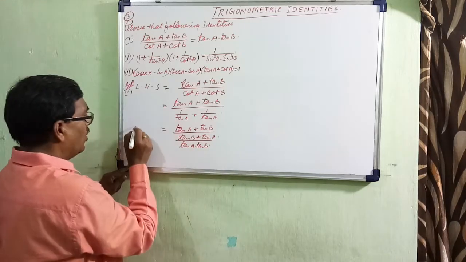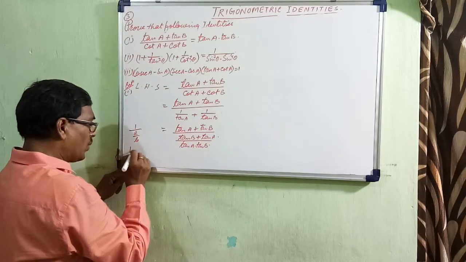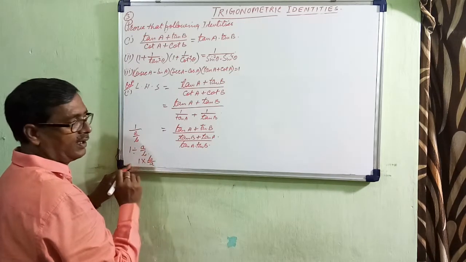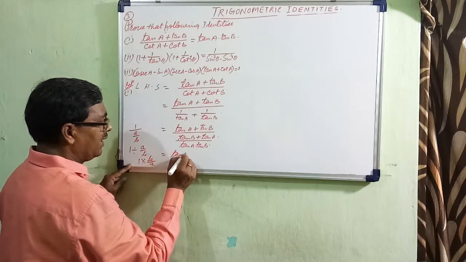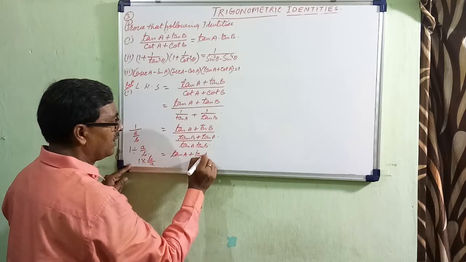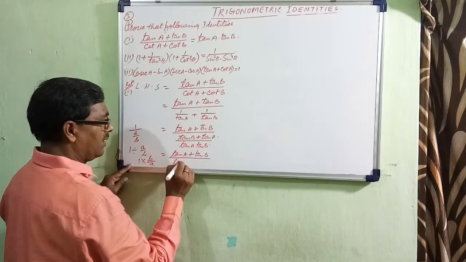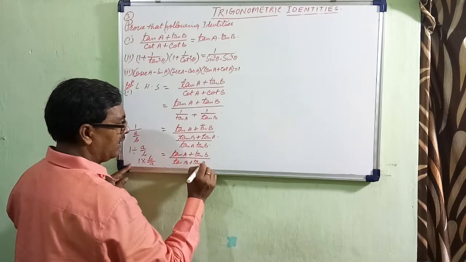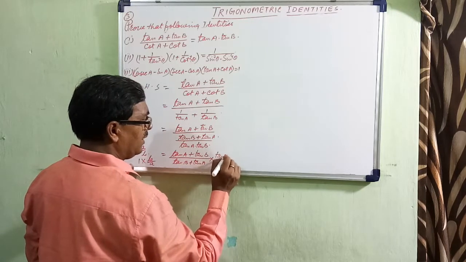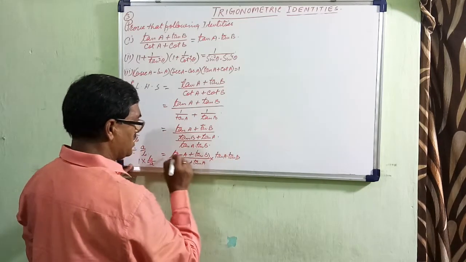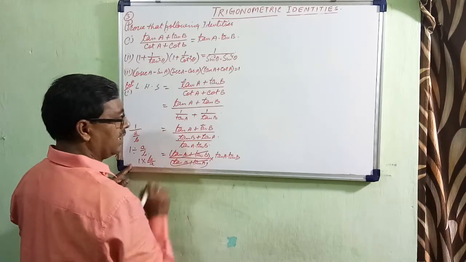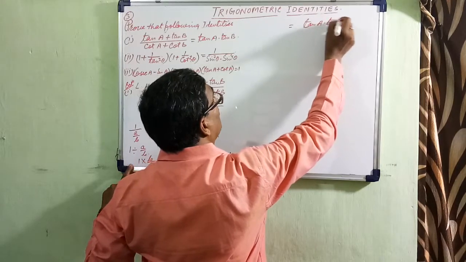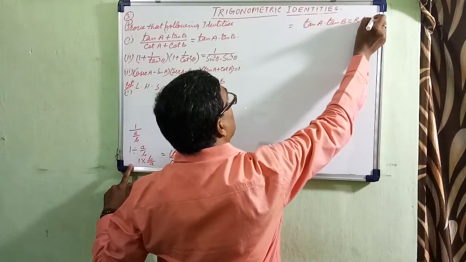Now this is 1 by a by b, that means 1 divided by a by b, and so it will be written as b by a, and hence we can say tan A plus tan B divided by tan B plus tan A into tan A into tan B. This is cancelled, and what is left? Tan A into tan B, that is your RHS.